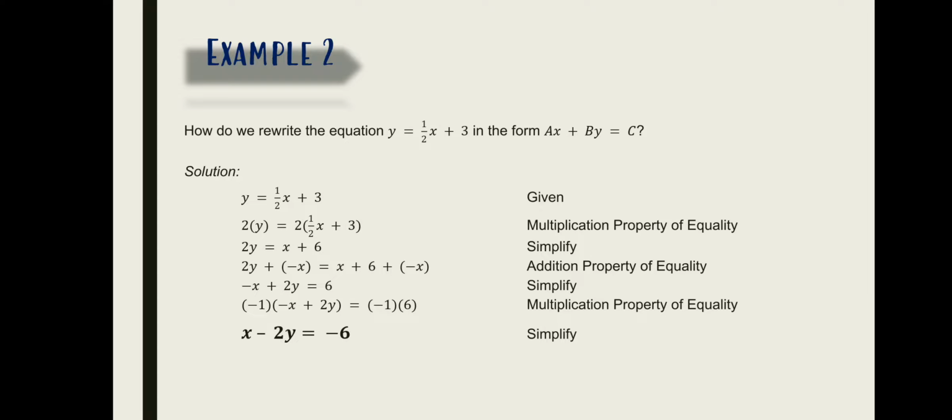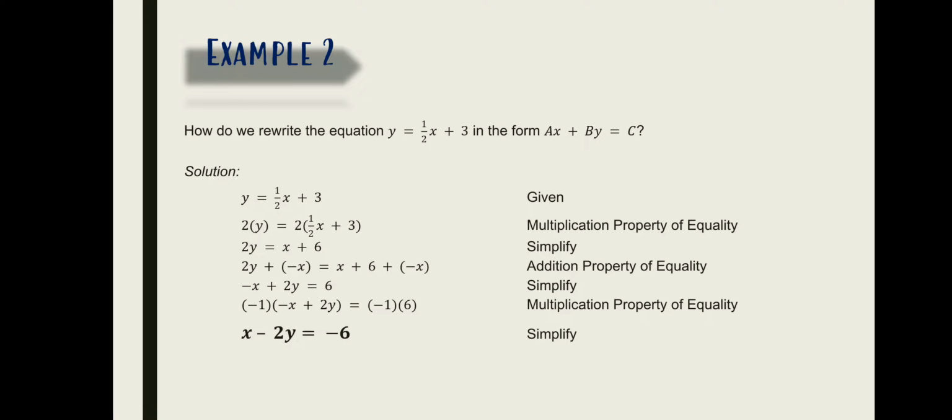First, rewrite the given y = 1/2 x + 3. Then, by using the multiplication property of equality, multiply both sides by 2 to eliminate the denominator 2. It will be 2 times y = 2 times (1/2 x + 3).